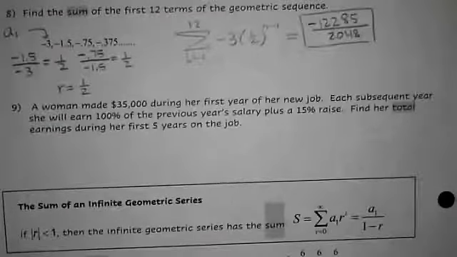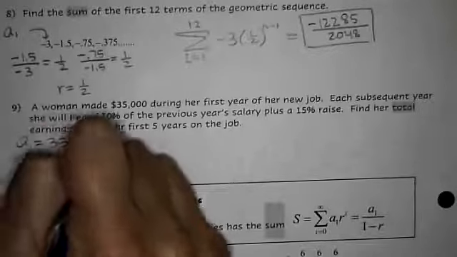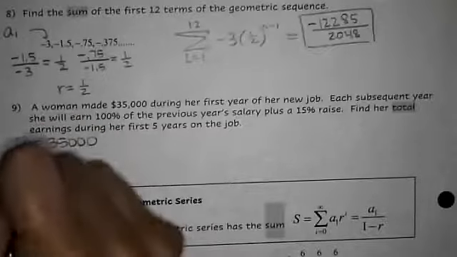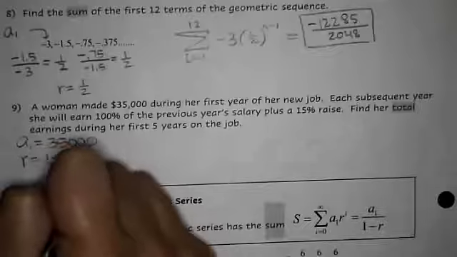All right, we'll do a little word problem here so you can practice one of those. It says a woman made $35,000 during her first year of her new job. Each subsequent year, she will earn 100% of the previous year's salary plus 15% in a raise. Find her total earnings during her first 5 years on this job. All right, so we said the initial amount is $35,000. The ratio here would be the 1 plus 0.15.